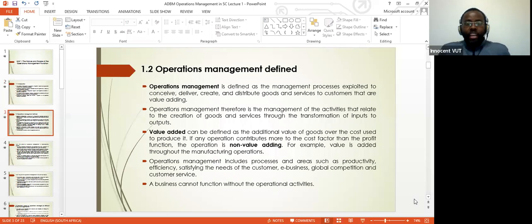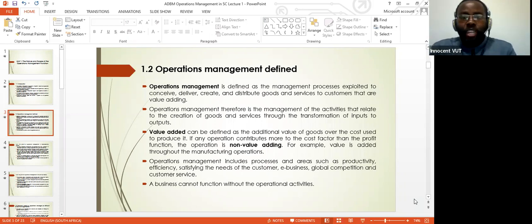Right, let's start by defining operations management. So operations management basically is defined as the management process exploited to conceive, deliver, create, and distribute goods and services to customers that are value adding. Operations management, therefore, is the management of the activities that relate to the creation of goods and services through the transformation of inputs to outputs. We'll look at the transformation process later on.